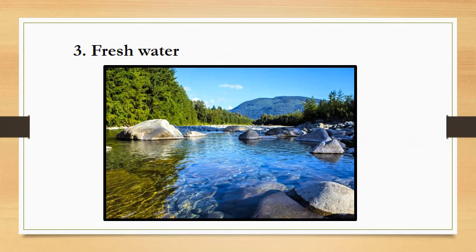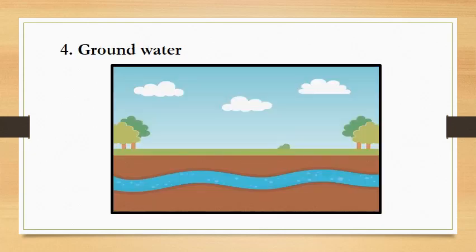So the third kind of water, fresh water, we can find in lakes, in rivers, and underground. What do you mean by underground water, teacher? Underground water is water that we can find underground. As you can see in the picture, under the earth's surface there is much fresh water underground.